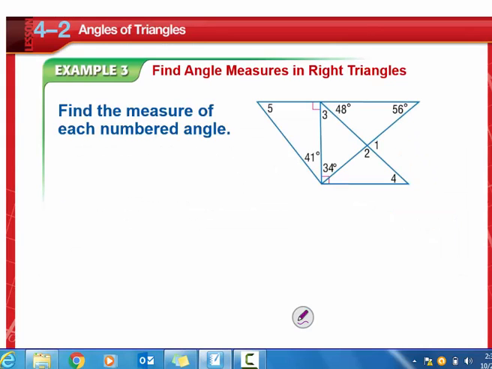All right, so now we're going to find the measure of each numbered angle. So we're going to use things that we know about the exterior angles. For this problem, I would like you to draw the picture and find the missing 5 angles on your own.